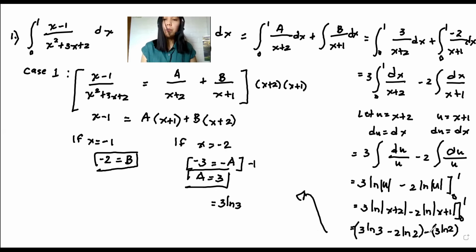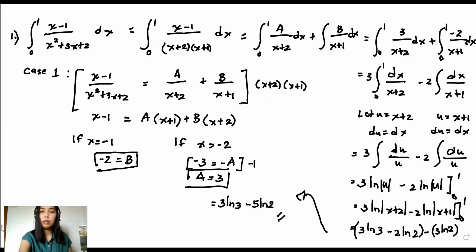Negative 2 ln 2 minus 3 ln 2, that is minus 5 ln 2. That is the answer: 3 ln 3 minus 5 ln 2. If you want to get the approximate value, it's up to you. Just type in your calculator 3 ln 3 minus 5 ln 2. So that is for case 1.